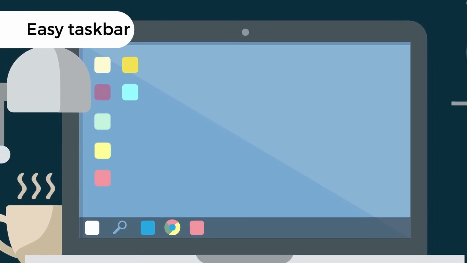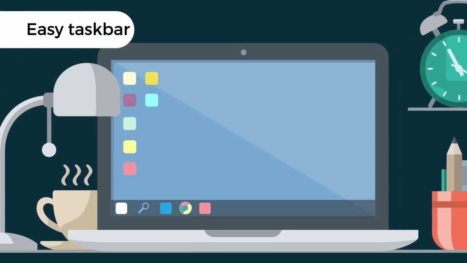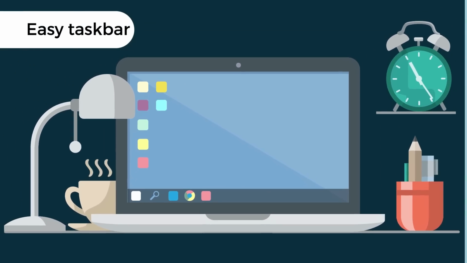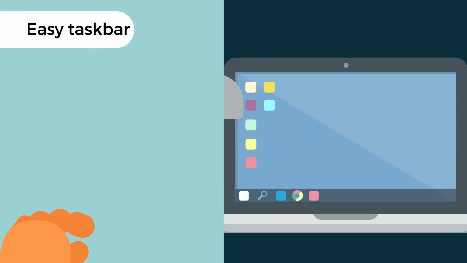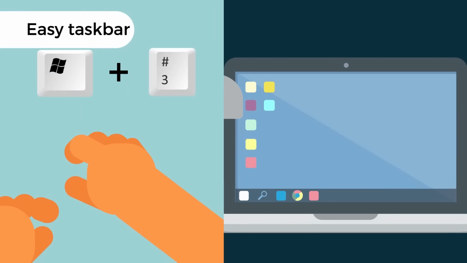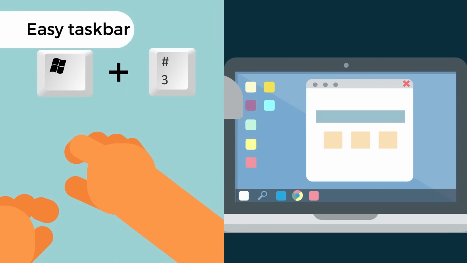Easy taskbar. If you count what's in your taskbar, you can hold down the Windows key and hit a number that corresponds to what's in the taskbar. So if Chrome is third in the taskbar, hit the Windows key and the number 3 and Chrome will open.